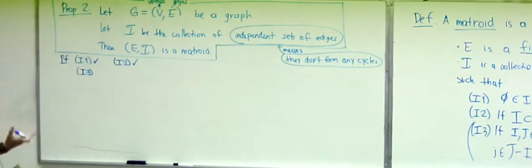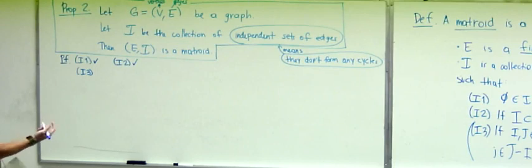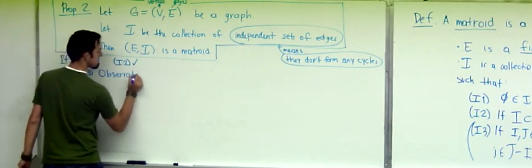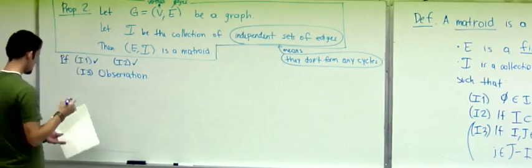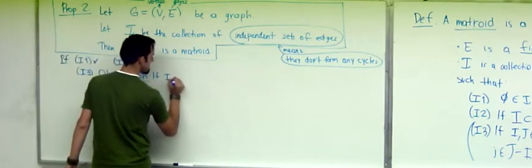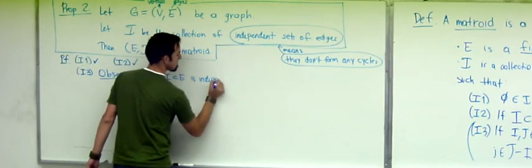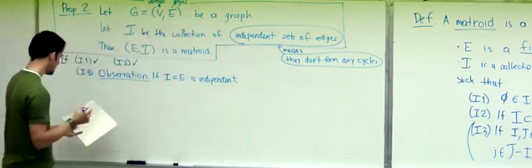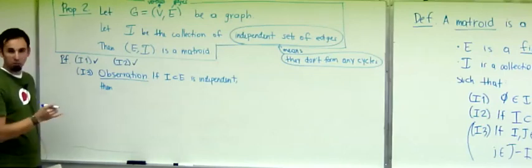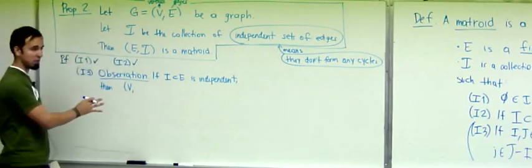Okay, so here we have to do some mathematics. Axiom 3. Before I'm able to prove this exchange axiom, I have to make an observation. And my observation is this one. If I have a set of edges I which is independent, then when I consider the subgraph including only those edges, so the subgraph that has the same set of vertices, but now instead of having all the edges, you're only going to put the edges in I.